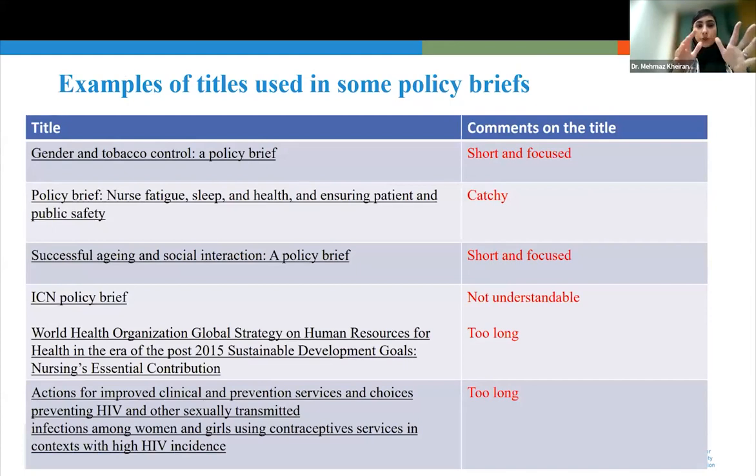As you can see, some topics are very short, very focused and understandable, but some topics, as you can see at the end, are so long that we cannot use them as a title for a policy brief. Also, you can see, for example, the title ICN policy brief, where it is not clear for what issue and for what problem this policy brief was developed. So these are the policy briefs developed. Even the topic that you use for a policy brief is very important for its use by policymakers and end users.